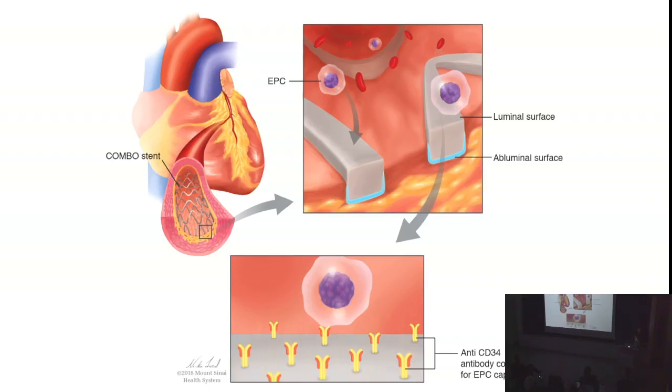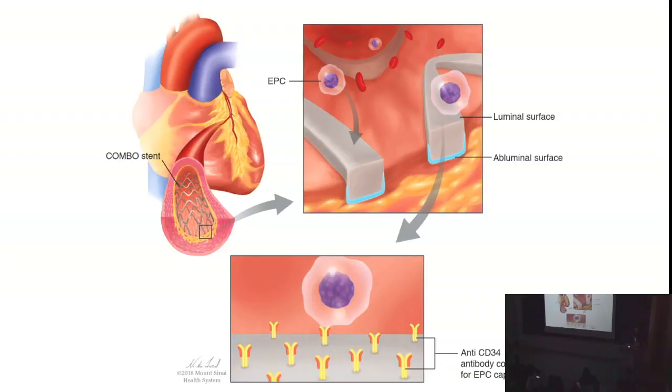All right, good evening. My name is Nika Ford, and I'm an academic medical illustrator for the Icahn School of Medicine at Mount Sinai. So I'm just going to briefly go over one of my pieces. This piece is the one I did on the combo dual therapy stent used to treat coronary artery disease. What this stent therapy does is it has a luminal surface that has antibodies coating that luminal surface, and these antibodies attract endothelial progenitor cells, also known as EPC cells, which are circulating within your bloodstream.